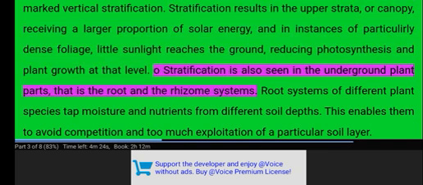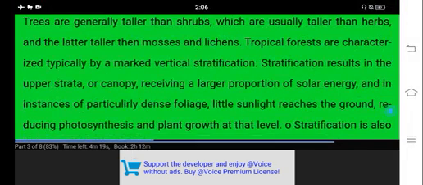Stratification is also seen in the underground plant parts, that is the root and the rhizome systems. Root systems of different plant species tap moisture and nutrients from different soil depths.